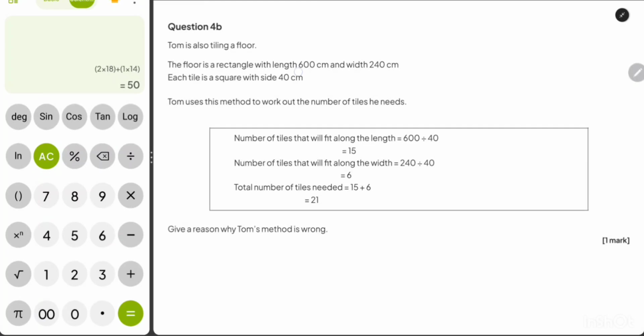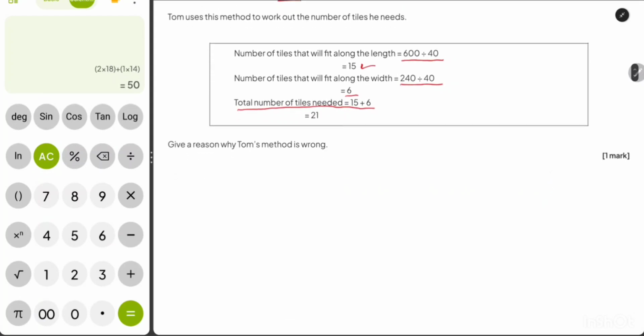The floor is a rectangle with length 600 centimeters and width 240 centimeters. Each tile is a square with 40 centimeter length. Tom uses this method to work out the number of tiles he needs. The number of tiles that will fit along the length will be 600 divided by 40, which is 15, correct. And the number of tiles that will fit along the width will be 240 divided by 40, that is 6. And now he's doing the total number of tiles. This is 15 plus 6, that is 21. That's wrong. I'll tell you why.